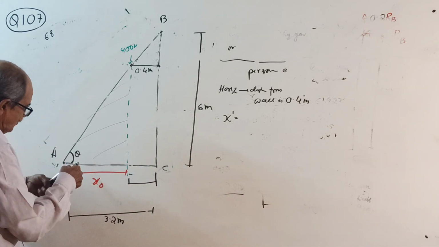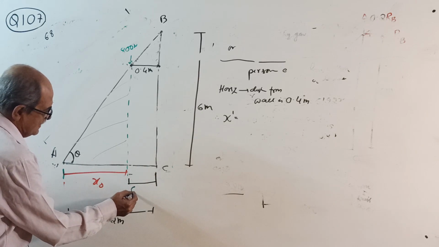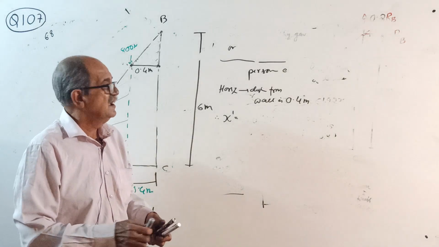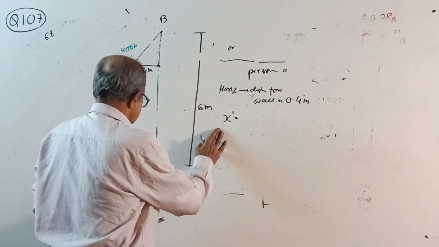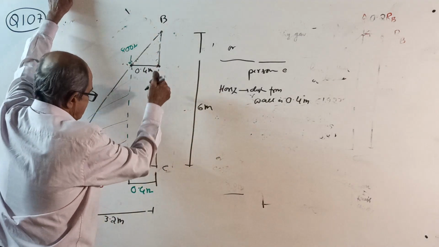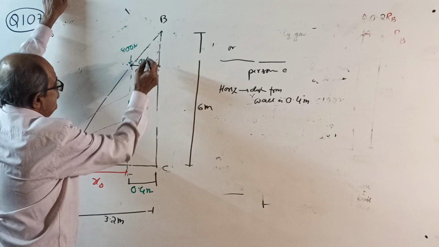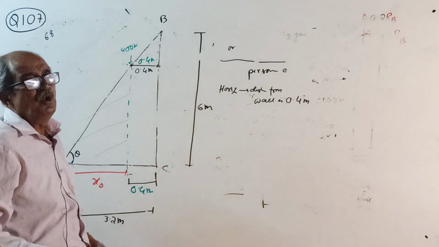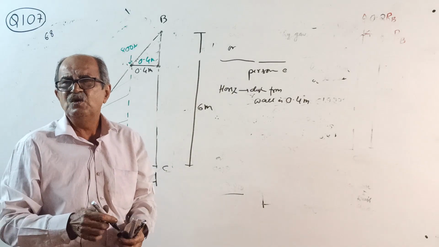They are telling you the green color is 0.4 meter. Now if you cannot calculate x naught, x dash, see, they are telling you this distance is 0.4 meter. Means this is also 0.4. Now if you cannot calculate this distance, do not do anything. Leave the subject, go somewhere else.